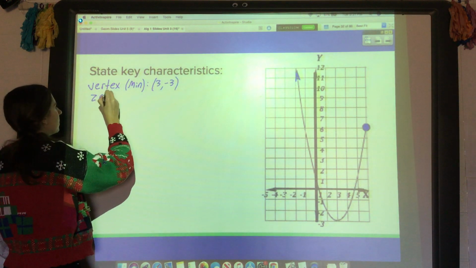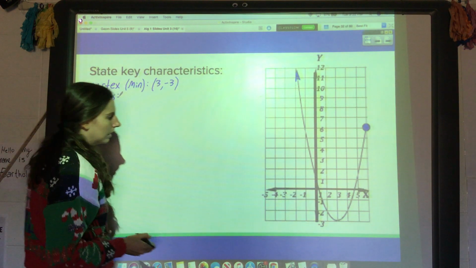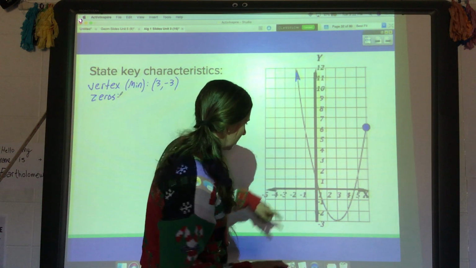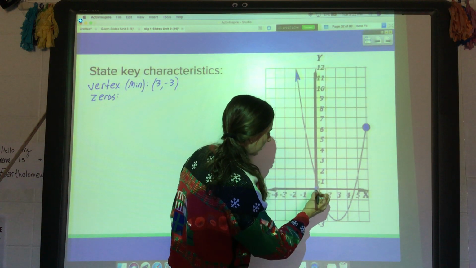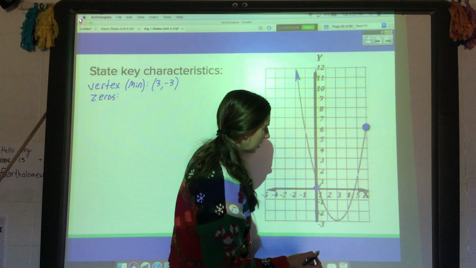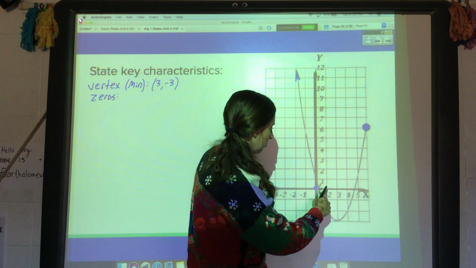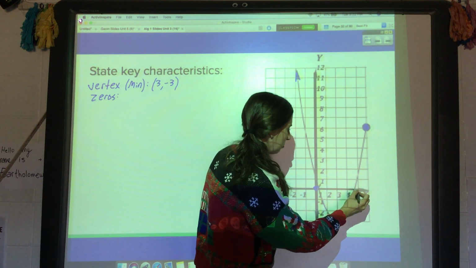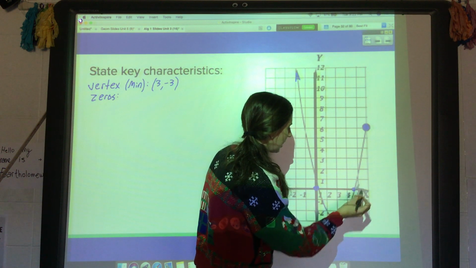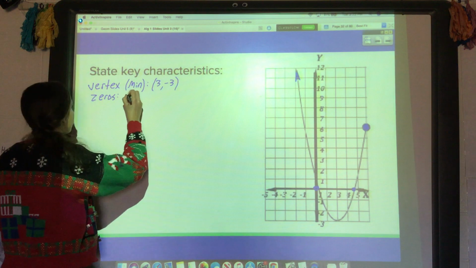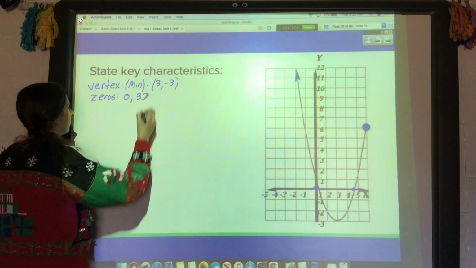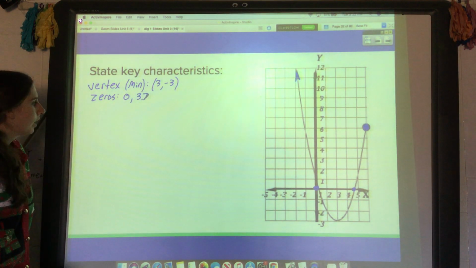The zeros are, oh goodness, let's just say that's a 0 because it's not quite, but 0 and then 1, 2, 3, 1, 2, 3.7. I'm just going to guesstimate here, 3.7. Okay.